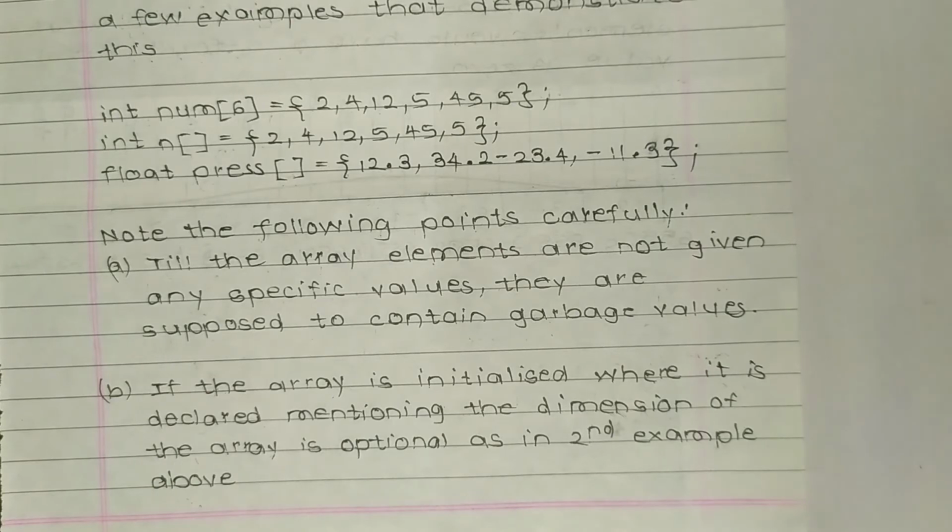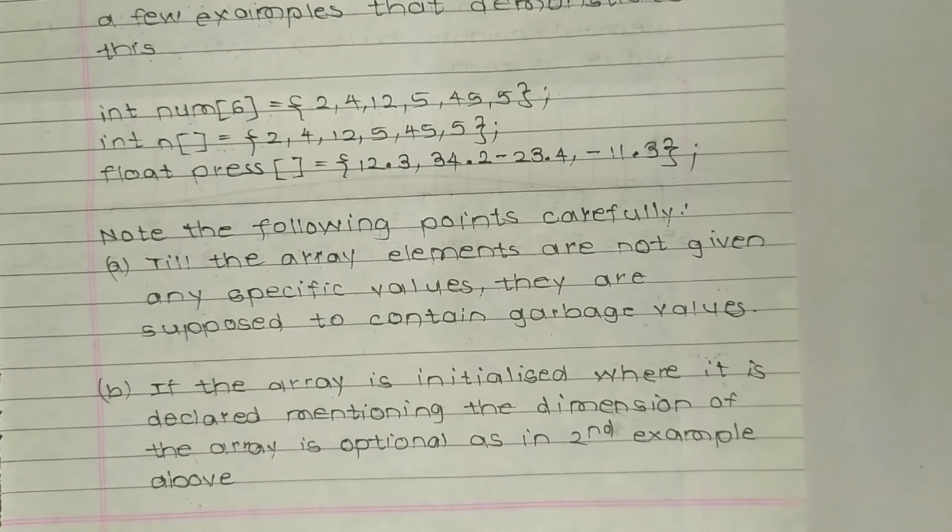Now float press[]. So press is an array which is float. It is not integer this time. So it has 12.3, 13.2 and then -23.4 and -11.3. So these are floats, an array of float. So an array can be of integer as well as float. An array can be of both types.